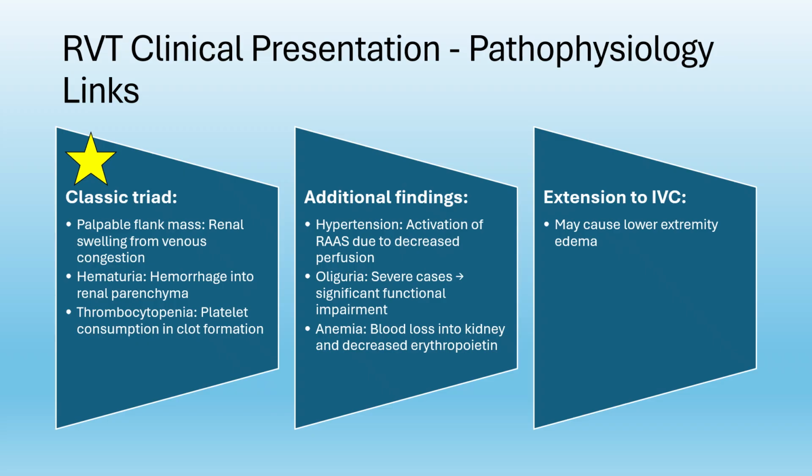This blood traverses the entire nephron, appearing as gross hematuria. Massive hematuria suggests extensive glomerular hemorrhage and poorer prognosis for functional recovery. Thrombocytopenia completes the classic triad and provides insight into thrombus formation dynamics.